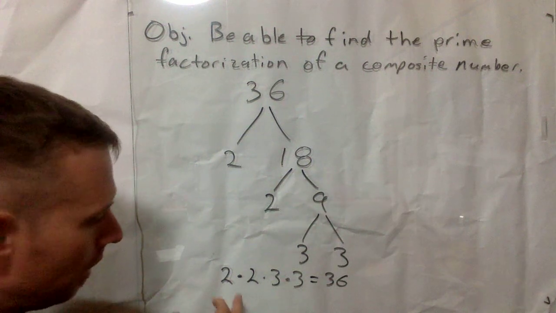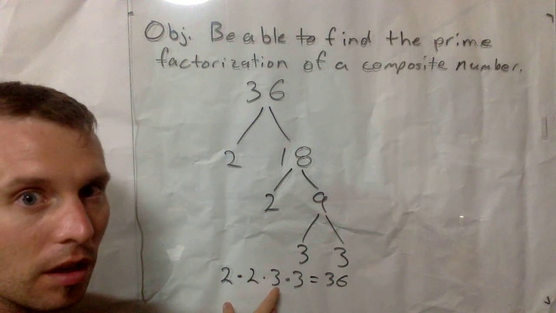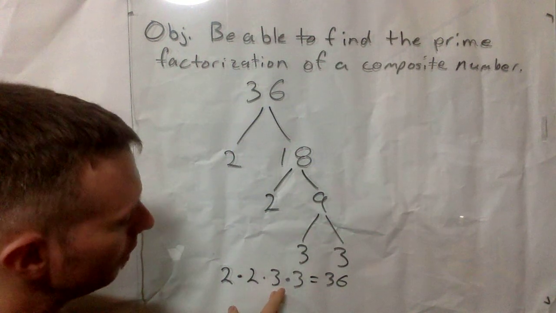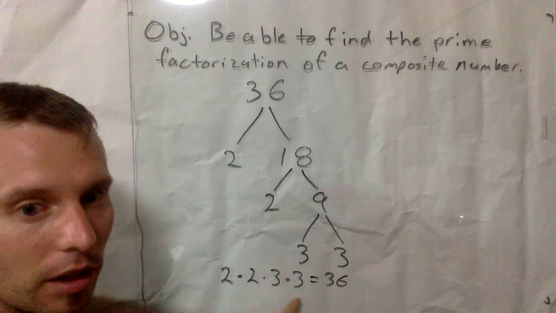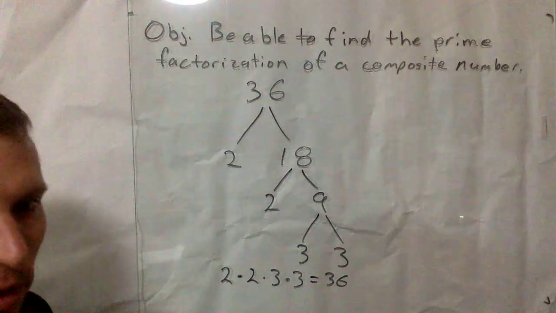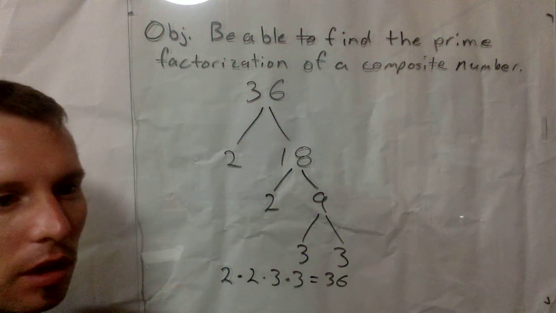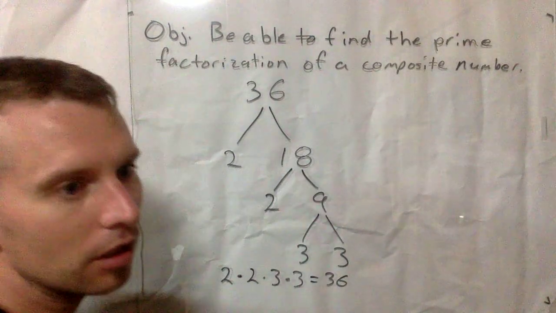Then if you want to check it again, 2 times 2 is 4. 4 times 3 is 12, obviously, right? And 12 times 3 is 36. So that would be the tree method for getting the prime factorization of 36.